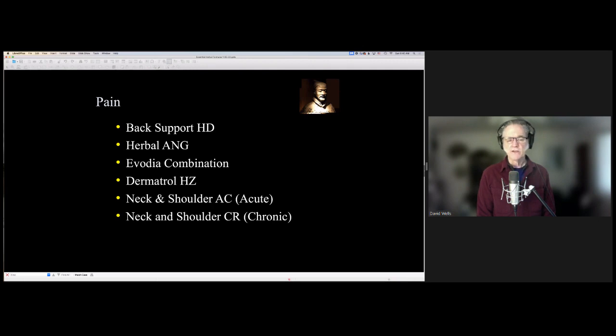Evodia Combination, of course, is named after the chief herb. Dermatrol HZ, and there are several Dermatrol products. I've used two of them. This one I use more than any other. It stands for herpes zoster. And then under that is Neck and Shoulder AC, which means acute, and Neck and Shoulder CR, which stands for chronic.